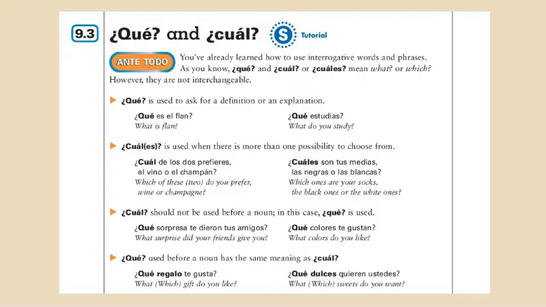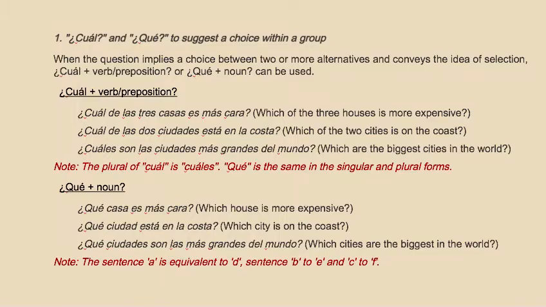I don't know that the book does the best job of explaining this, so I'm going to explain it in a bit of a different way. First of all, qué and cuál can both be used to suggest a choice within a group. When the question implies a choice between two or more alternatives and conveys the idea of a selection, generally speaking cuál, I would argue, is the most common, but certainly qué can also be used.